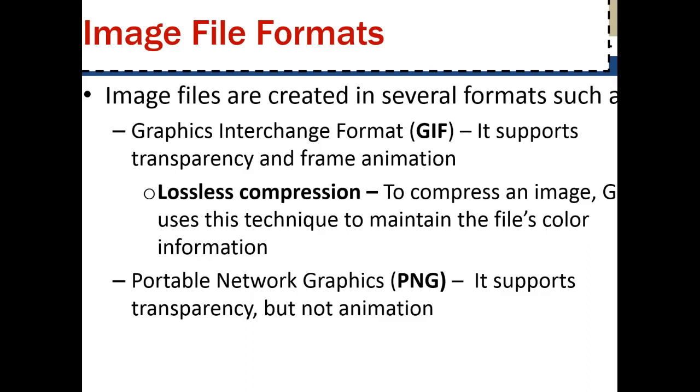So when we compress an image, or if we need to reduce the file size, the GIF format uses a technique called lossless compression that can maintain the file's color information. GIF files are 8-bit images that can display up to 256 colors, making the file size relatively small. So you might not have very high quality pictures with the GIF format, but it is suitable if you don't want a very big size.